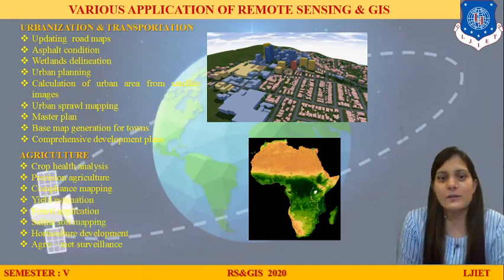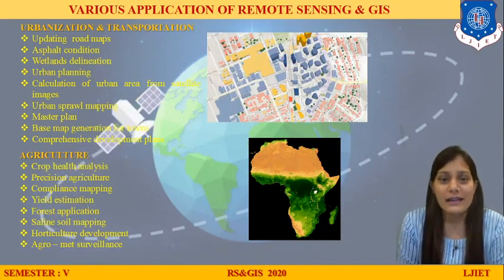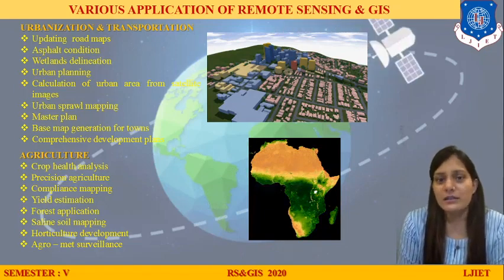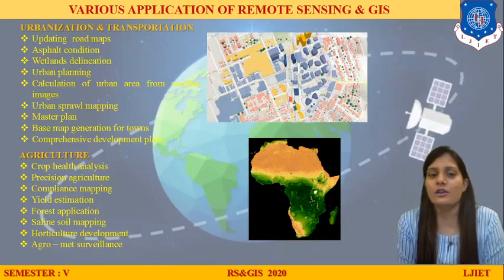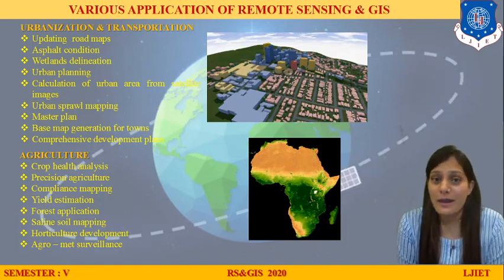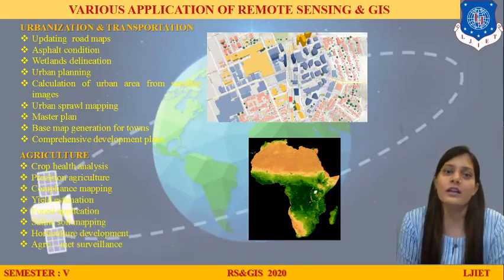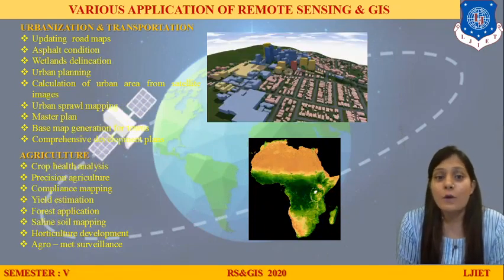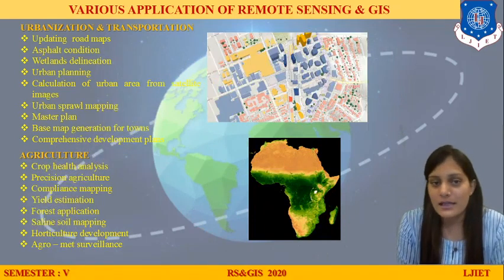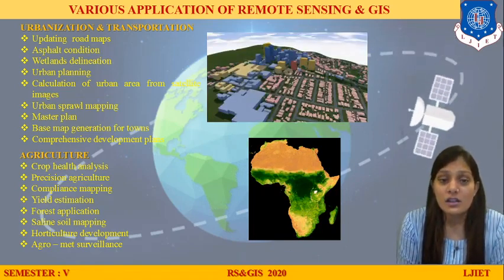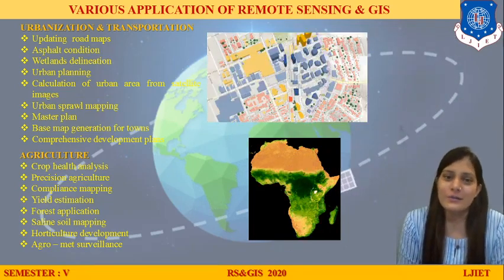Now, transportation means what? The route analysis, right? We will discuss that in detail also. So for transportation and urbanization, here are a few points which we are going to discuss. That is updating the road maps. Yes, when new TP schemes come, first of all we need to do the road map analysis. Urban sprawl mapping. What is urban sprawl mapping? As I have discussed, how the city has developed, where the urban region is, how much urban region there is, that is urban sprawl.